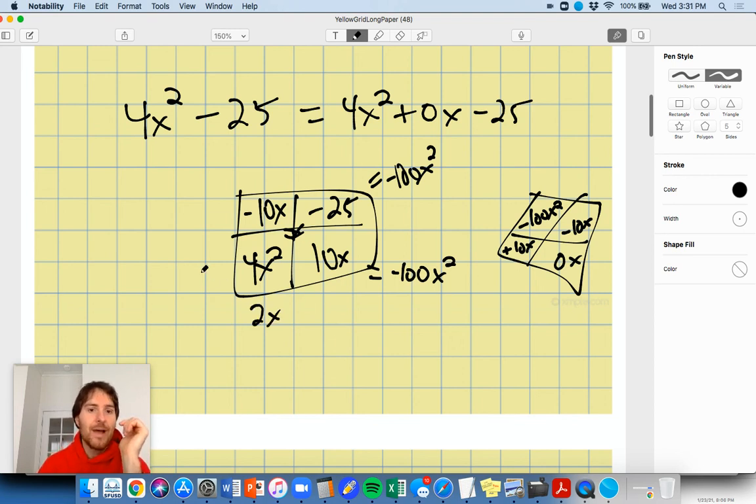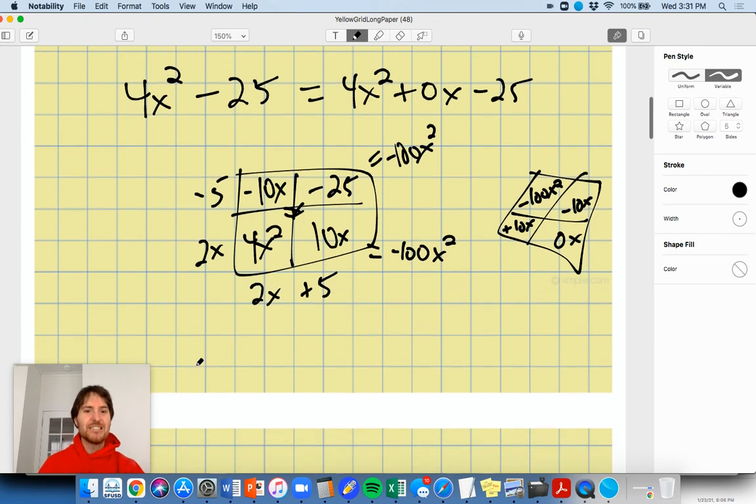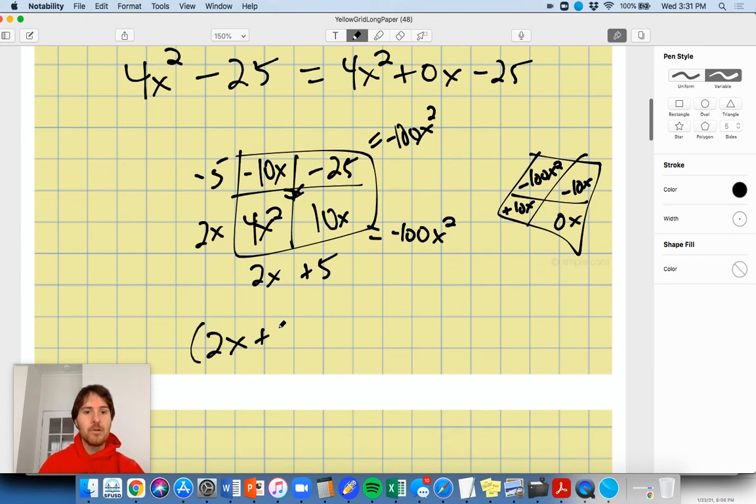2x times 2x brings me to 4x squared, because I'm going to put 4x squared here, because 4 doesn't go into 10. 2x times negative 5 is what's going to bring me to negative 10x. 2x times positive 5 brings me to positive 10x. And what do we end up with? Again, exactly what Theodore described earlier today: 2x plus 5 times 2x minus 5.